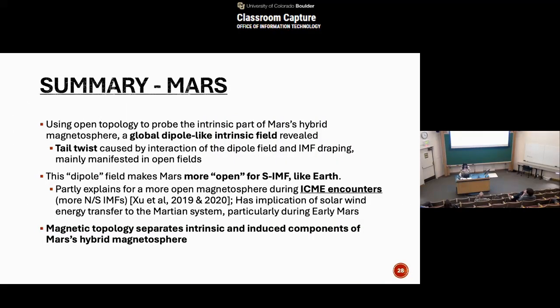All right, quick summary. I guess maybe I can just skip it. One thing I should mention is that before MAVEN, Mars was generally compared with Venus because both don't have a dipole field. But with more and more MAVEN research, we find Mars is actually a lot more Earth-like than previously thought. So it's actually very interesting to compare Earth, Venus, and Mars is kind of in between. I think this is one big accomplishment of the MAVEN mission.